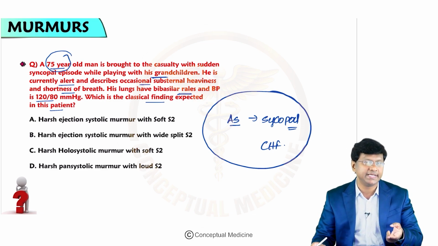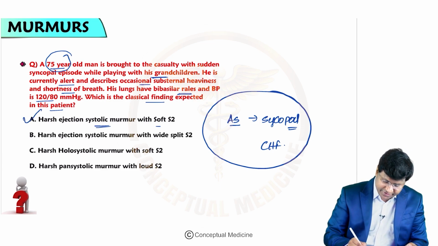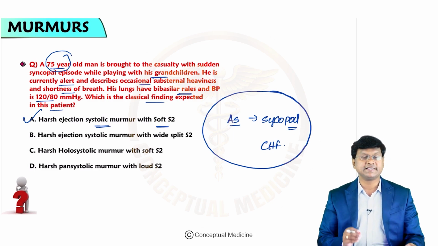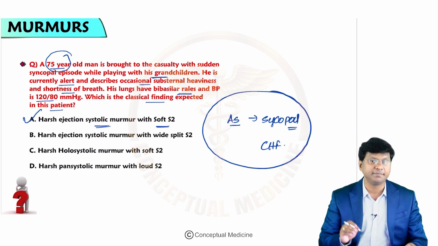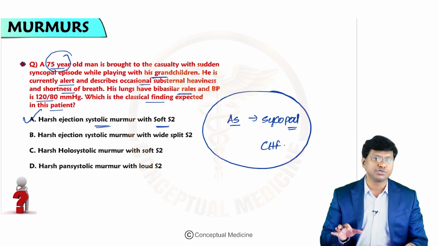In this, what is expected? There will be a harsh ejection systolic murmur with soft S2. That is the characteristic murmur in patients with aortic stenosis, right? So why did you come to the conclusion of aortic stenosis?